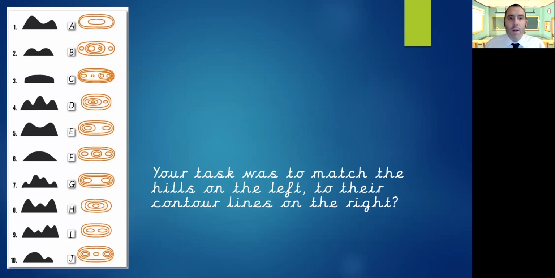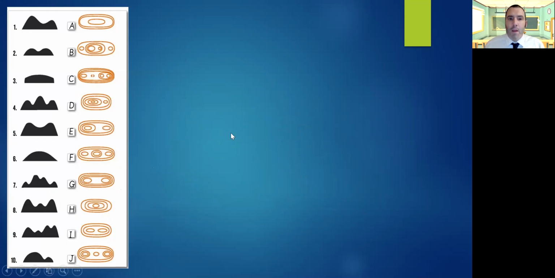Okay, so number one goes with E. So if we look here, we've got two peaks. One is higher than the other. So there should be more contour lines to show that this one is higher than this one. And I did tell you, don't trust what I'd written because 1 and A definitely didn't go together. 2 and F didn't go together either. 2 is I. So again, we've got two peaks, but they're the same height. So we don't need extra contour lines to show that one is higher than the other.